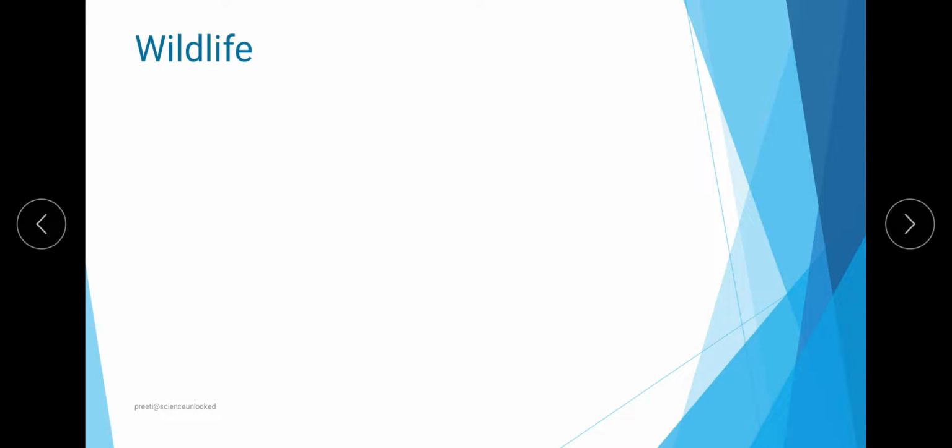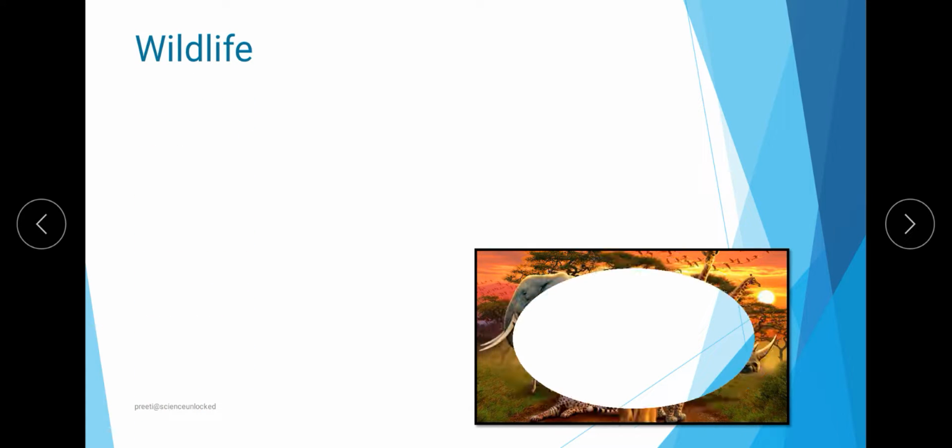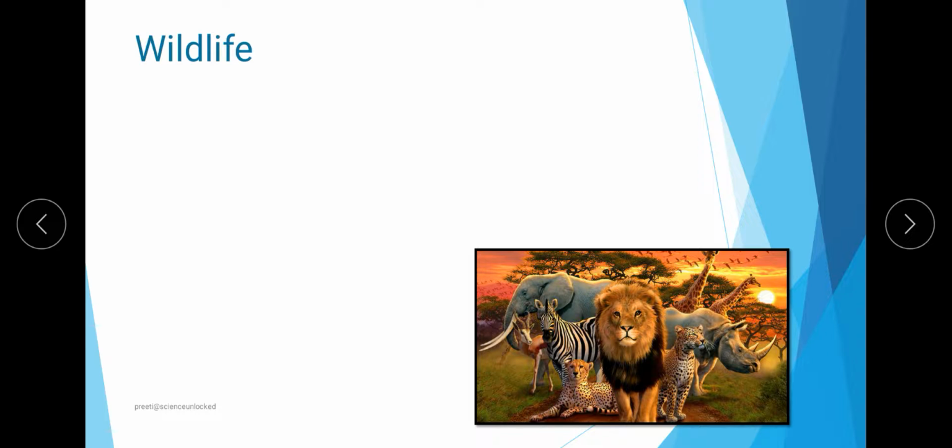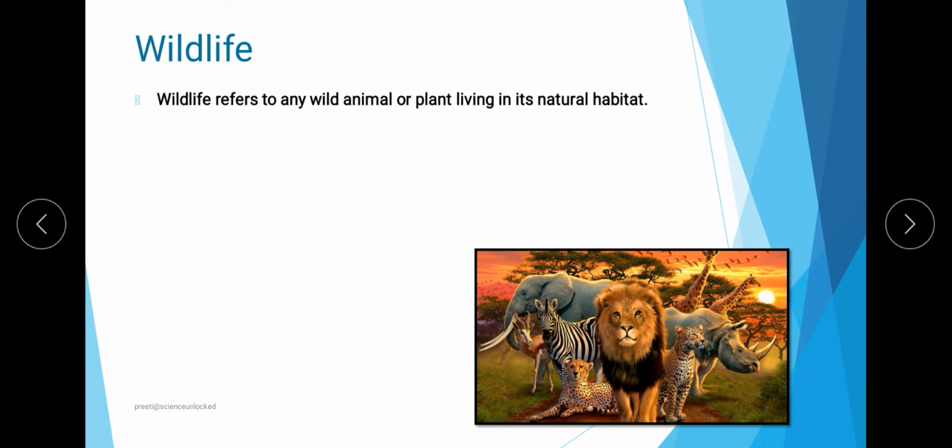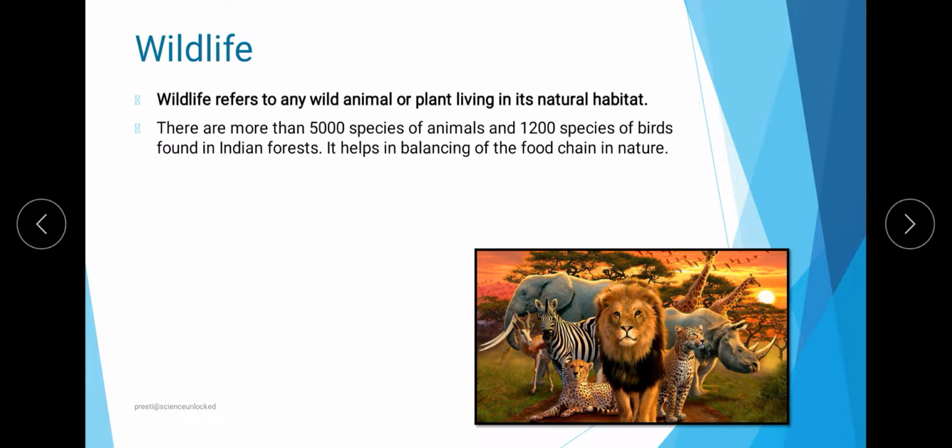In this part of the chapter Forest and Wildlife we will be looking into the details of wildlife. When we talk about wildlife, it is actually the plants and animals including birds who are living in a particular natural habitat, that is forests. When we talk about the variety and diversity of this category of living organisms, we will find that there are ample number of species that play an important role in balancing the food chain of nature.